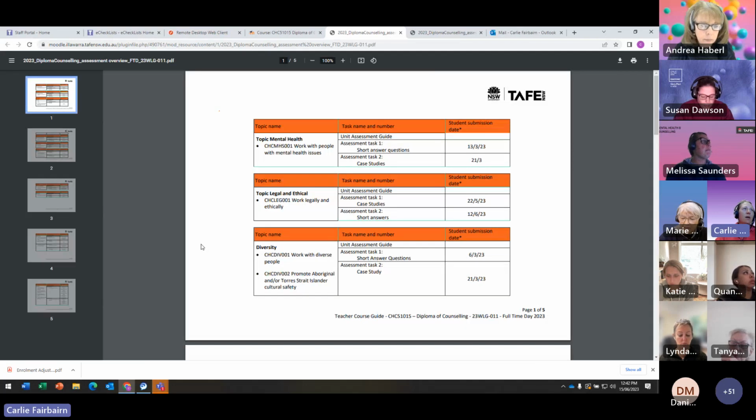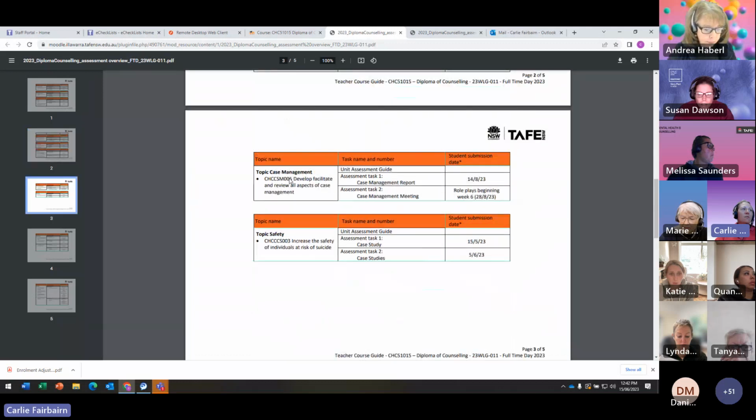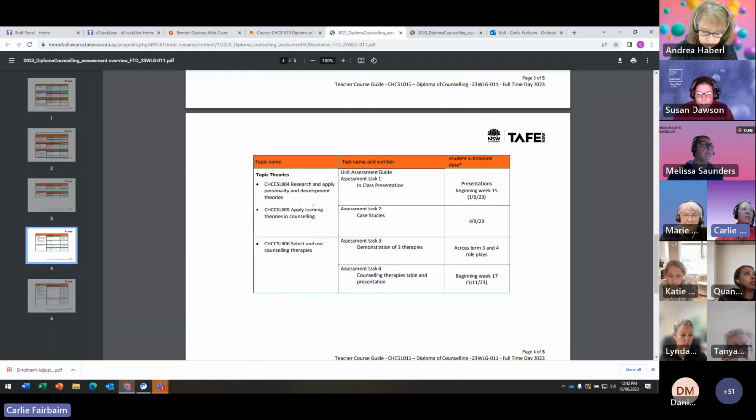So I'm going to click into full-time, but it'll say it in both. I'm going to scroll down and find Theories and Therapies, which is here. And so you can see here, assessment task 2, which is the case studies, is due on the 4th of the 9th. So the 4th of September.